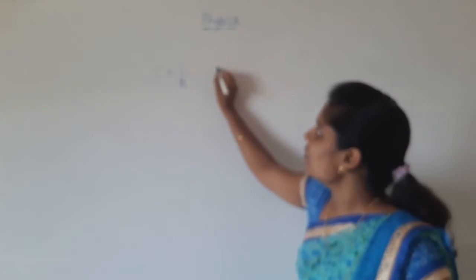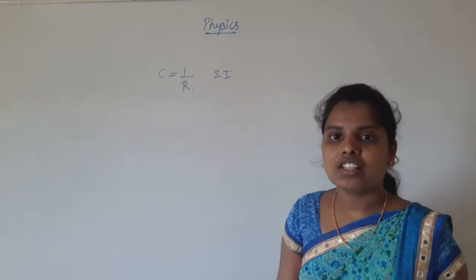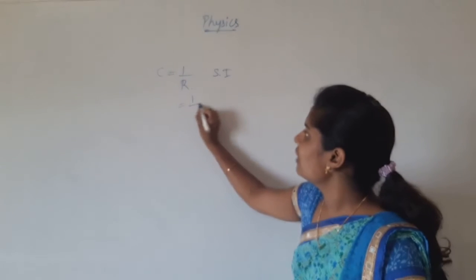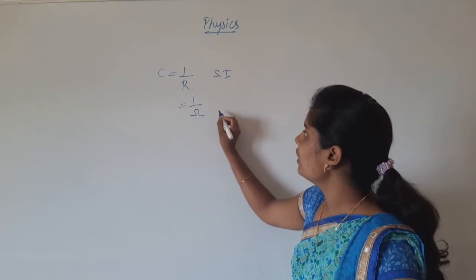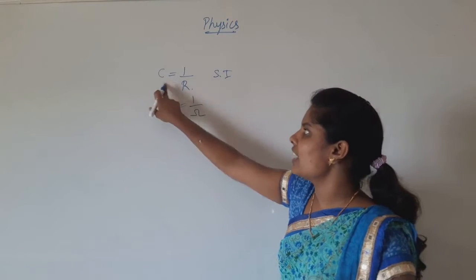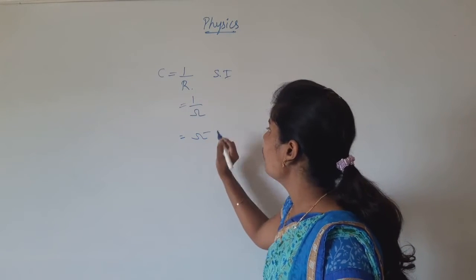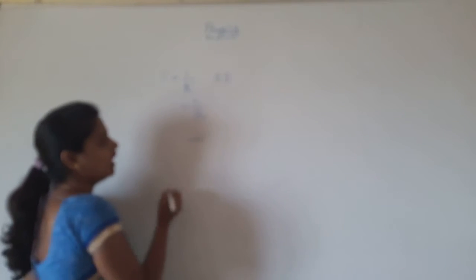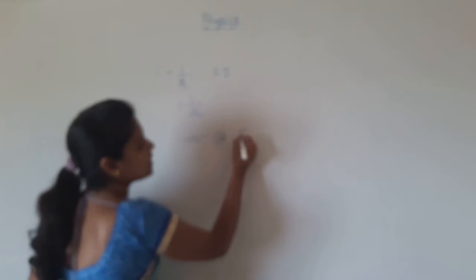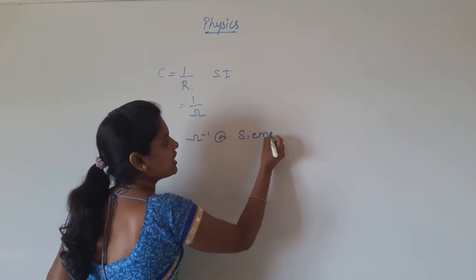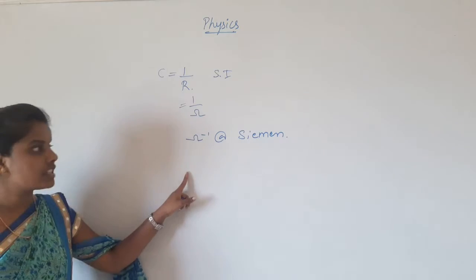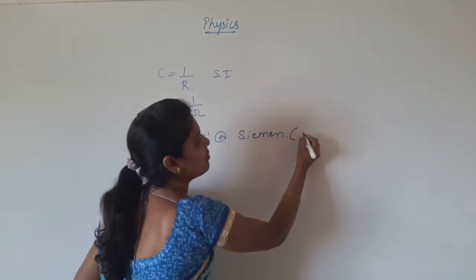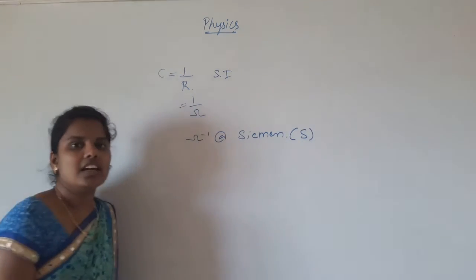Then what is the SI unit of conductance? The SI unit of resistance is ohm. Therefore, the reciprocal of this, the SI unit of conductance, is ohm inverse, or siemens. Ohm inverse or siemens is the SI unit of conductance. Siemens is simply written as a capital letter S.